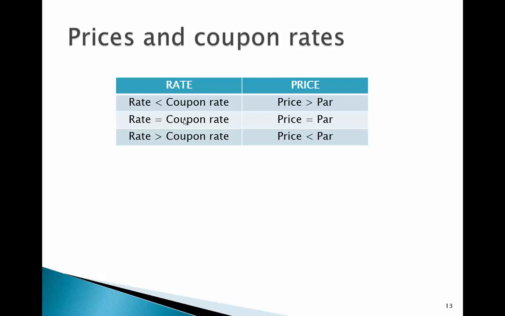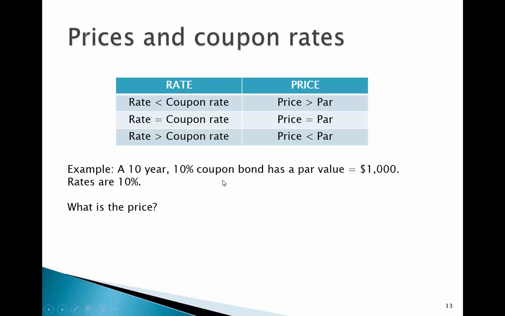Okay, this is true of bond prices. This is handy to remember. The easiest way to remember this is to remember the middle one, right? If the interest rate, by rate I mean the prevailing rate of interest, the rate that investors want to earn, is equal to the coupon rate, then the price is equal to par. So I think we've got an example here where we talk about that.